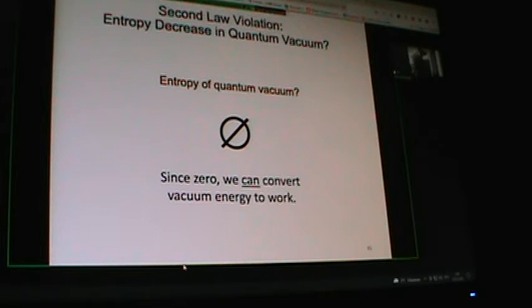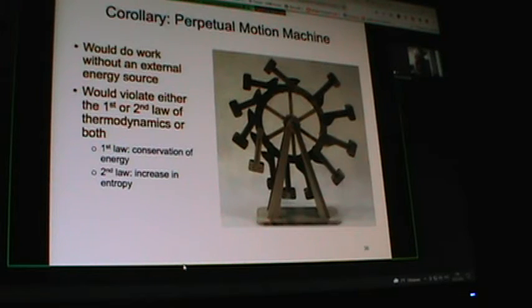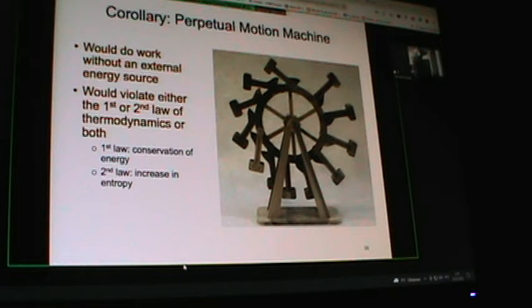But there's a corollary to the second law of thermodynamics, which really has to do with perpetual motion. So a perpetual motion machine would do work without an external energy source. And in doing that, it either has to violate the first or the second law of thermodynamics, or both of them. And so let's take a look at what we're doing a little bit more closely and ask whether we're building some sort of a perpetual motion machine that violates a fundamental law.